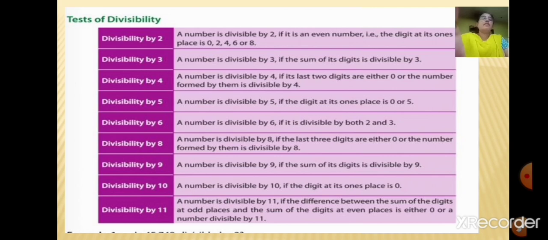And to check if a number is divisible by 11, we have to find the difference between the sum of the digits at the even place and the sum of the digits at the odd place. And when you find the difference, if it is 0, then that particular number is divisible by 11. So all these things you should know to find out whether a number is divisible by other numbers.